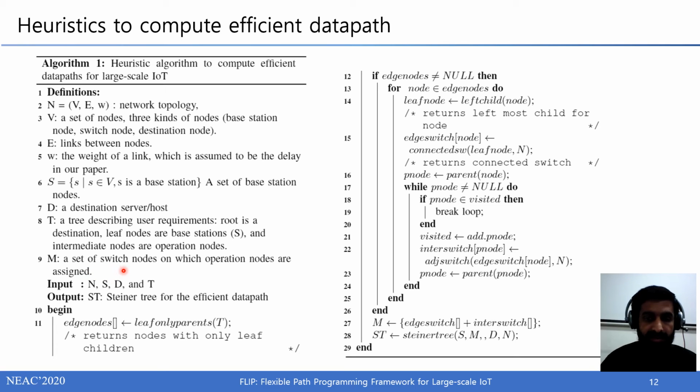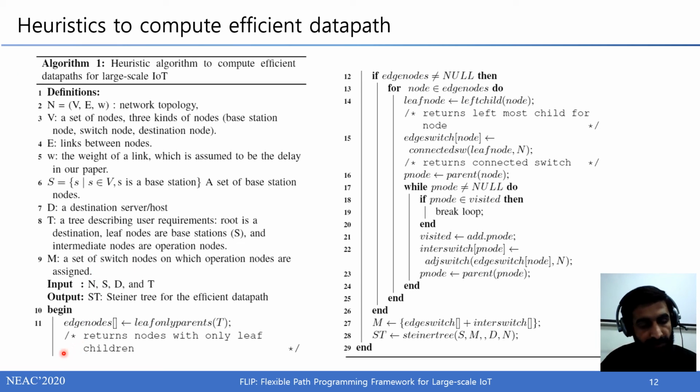And M, this is the ultimate goal that we want to achieve, that is a set of switch nodes on which operation nodes are assigned. So this is the actual mapping. We would like to take the operations from the task graph and actually implement them on a set of switch nodes.